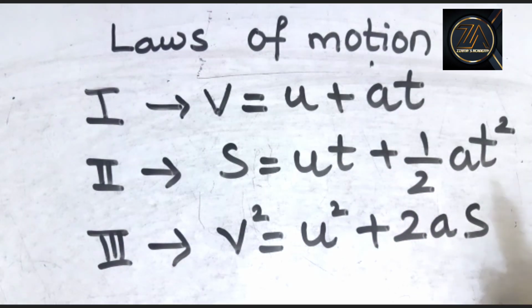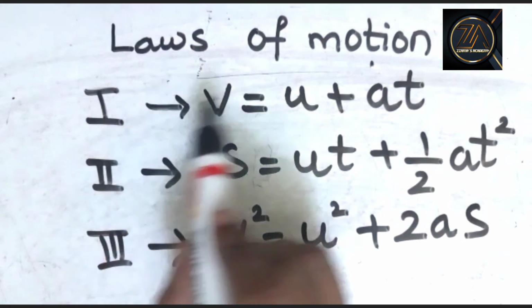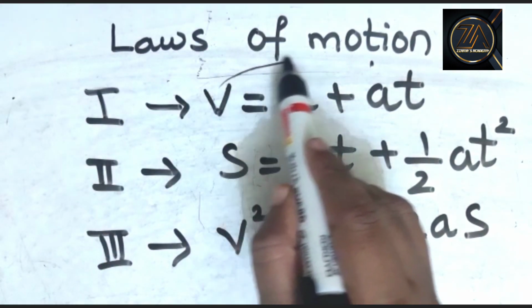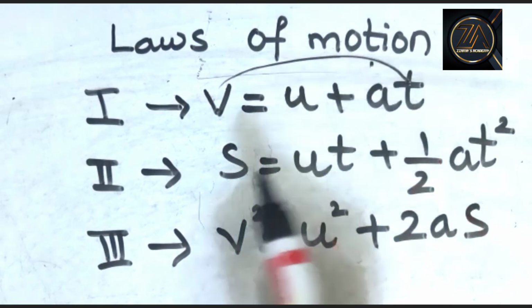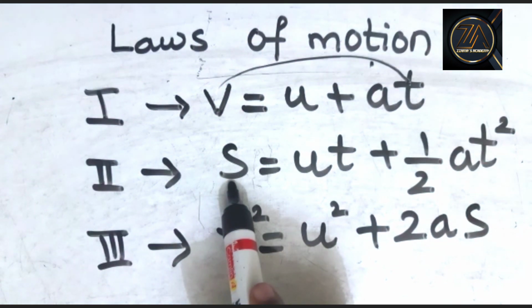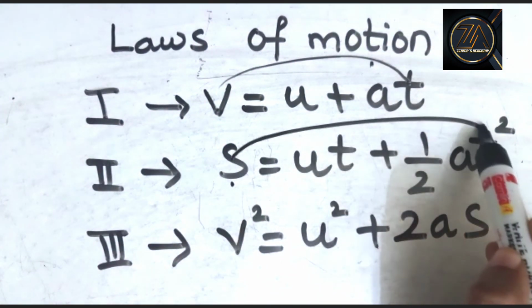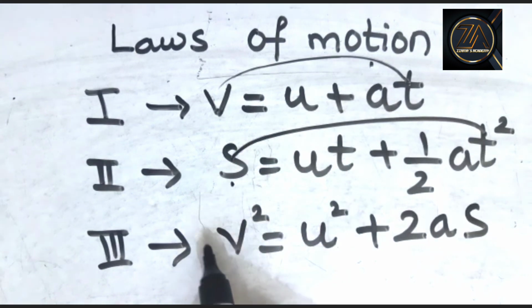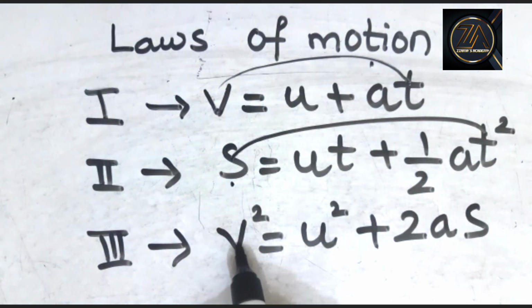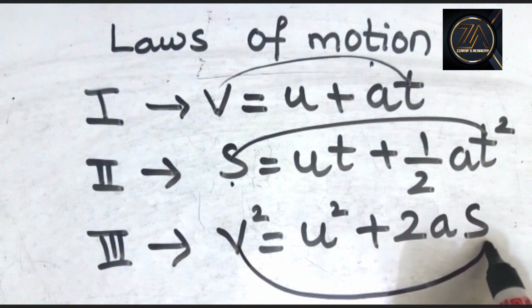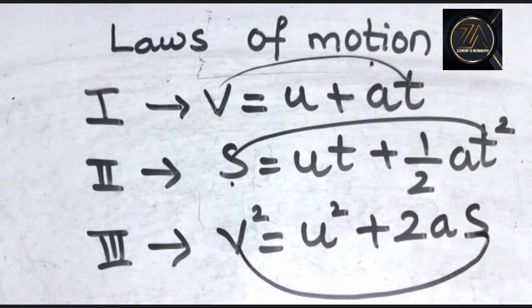The first equation shows the relationship between velocity and time. The second equation shows the relationship between displacement and time, and the third equation shows the relationship between velocity and displacement. Now in our next lecture we are going to see the graphical representation of these equations.